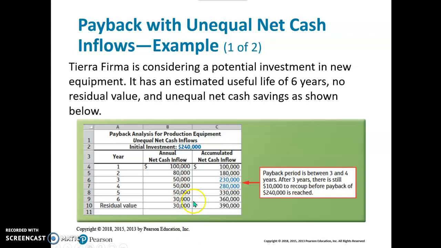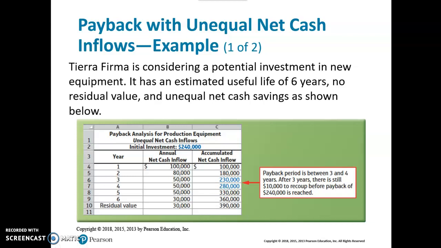Okay? So there's my first $100,000. So my accumulated cash inflow is $100,000. Plus another 80, it's 180. Plus another 50, it's 230. Plus another 50, it's 280. Okay, and right there you can see we've gone over our $240,000.